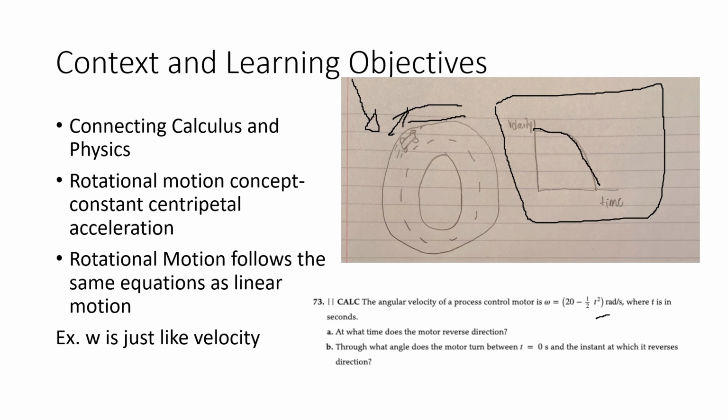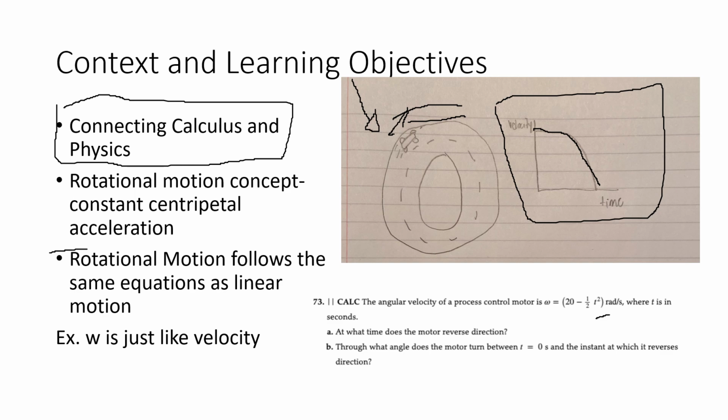So the important ideas of this question include connecting calculus and physics. This is a physics problem which you basically need to use a little bit of calculus for. At least calculus makes it a lot easier to do the physics problem. And another big idea of this problem is the idea of rotational motion and how there's always a centripetal acceleration towards the center.